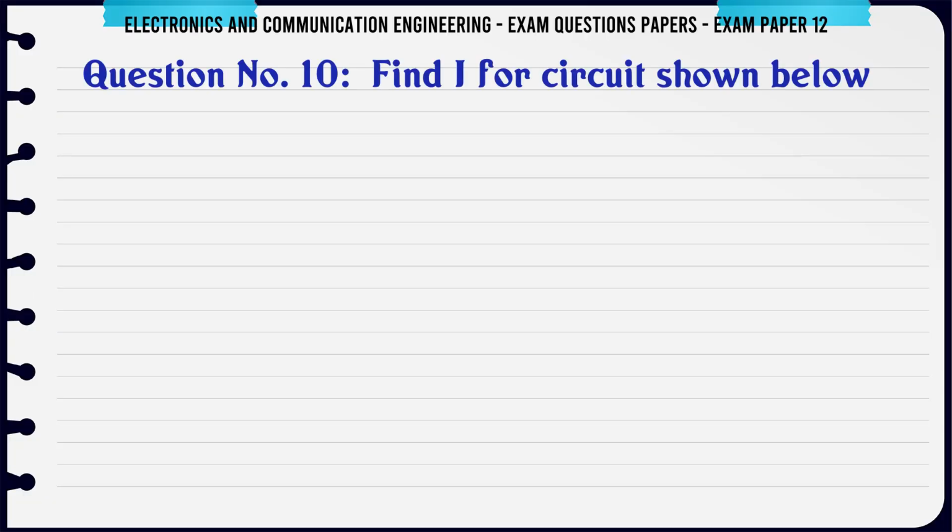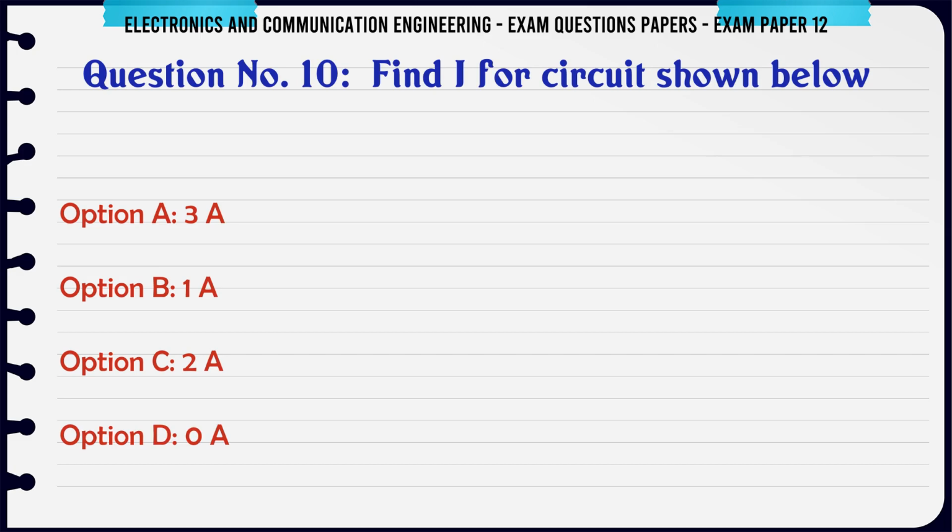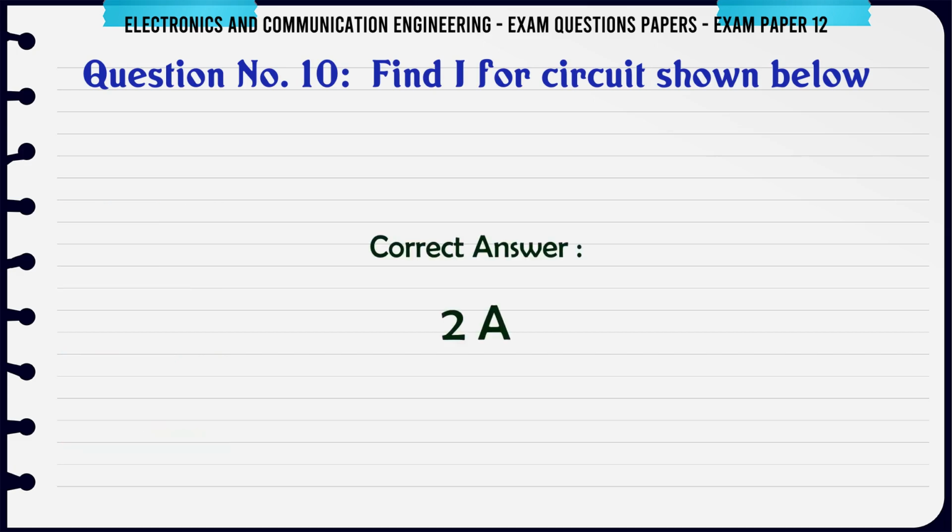Find I for circuit shown below. A3A, B1A, C2A, D0A. The correct answer is 2A.